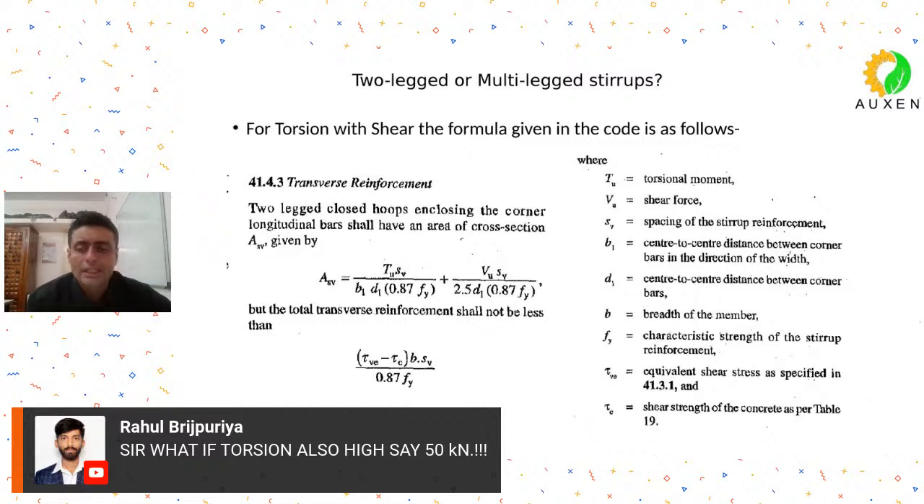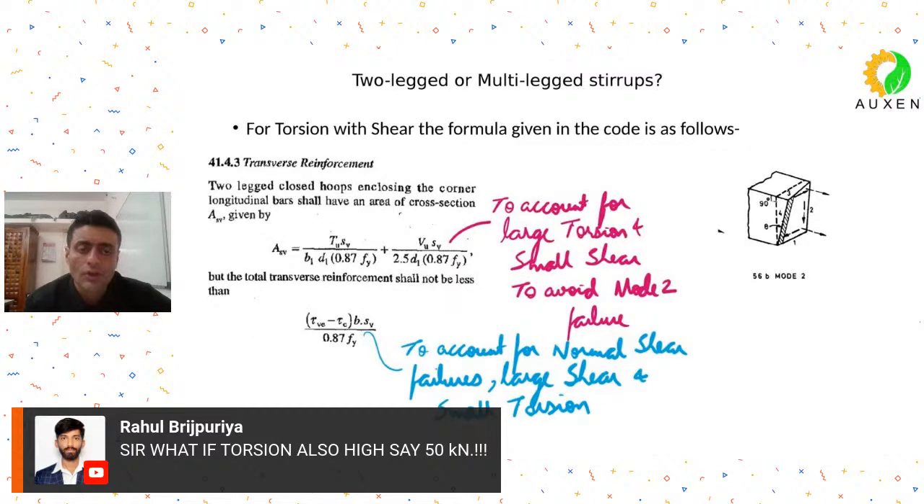No, so if torsion is high, I told you, if torsion is substantial, then your first formula will be the more critical. Your first formula will be the formula that gives you the more critical values. So you will have to ensure that two-legged stirrups are provided as per the first formula.